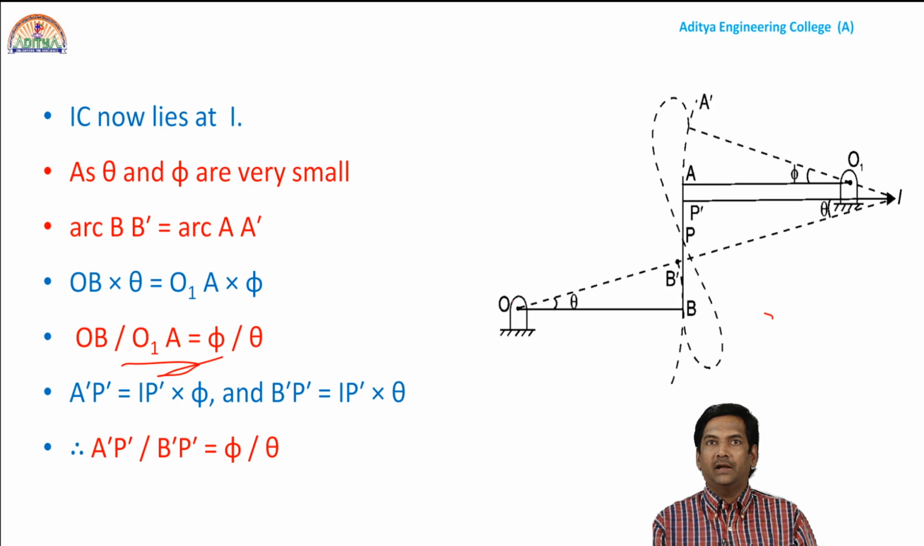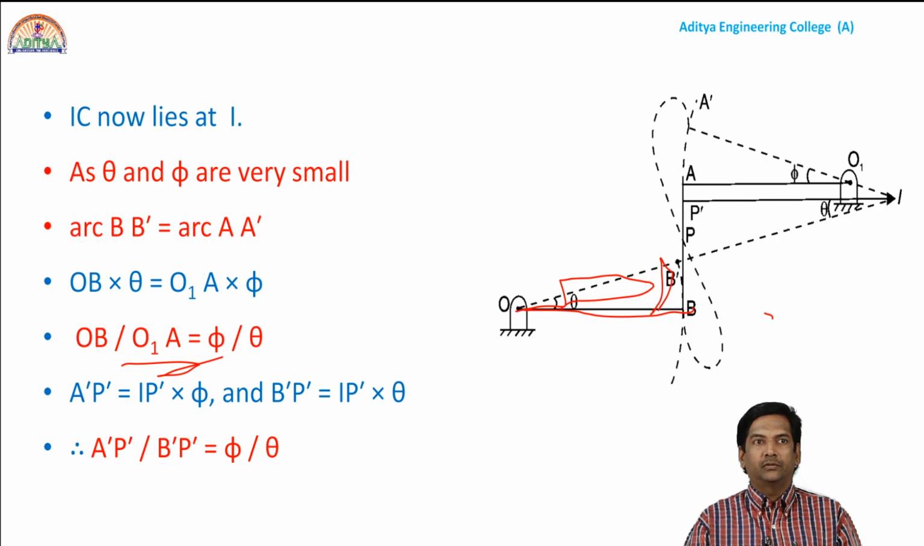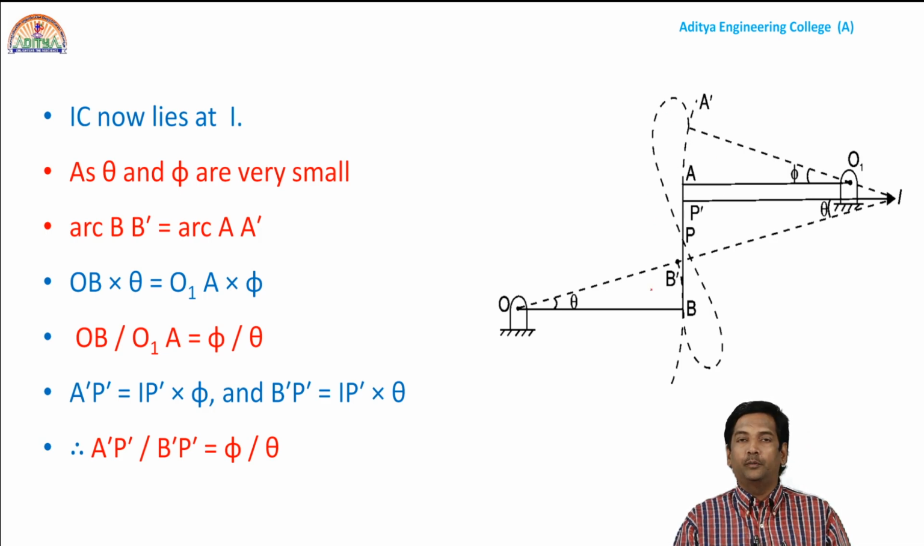So for this, on the diagram we will see this is OB multiplied by this theta angle. So OB multiplied by theta will give us arc BB dash. Now we are taking the approximation that arc BB dash is equal to arc AA dash. So OB multiplied by theta is the BB dash length, and the AA dash length will be equal to O1A multiplied with phi. Now we get the ratio between OB and O1A, which will be equal to phi by theta.